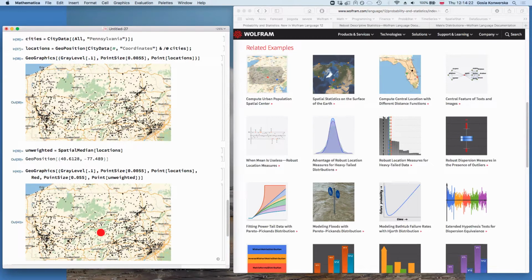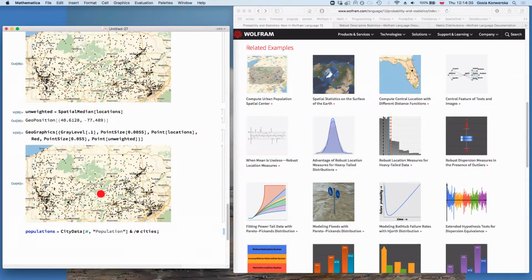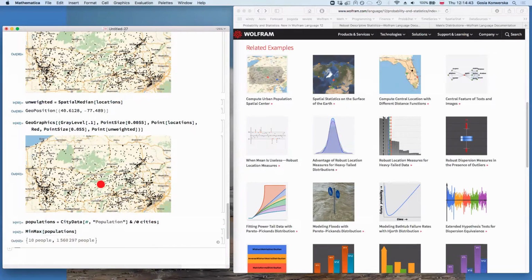And when we think about cities, we usually also have to take into account the population. And so that's what sometimes maybe is known as a population center. So what we would like to do is to find the population of the cities and then add this information to compute the spatial median. Okay, so this is the range of the populations.